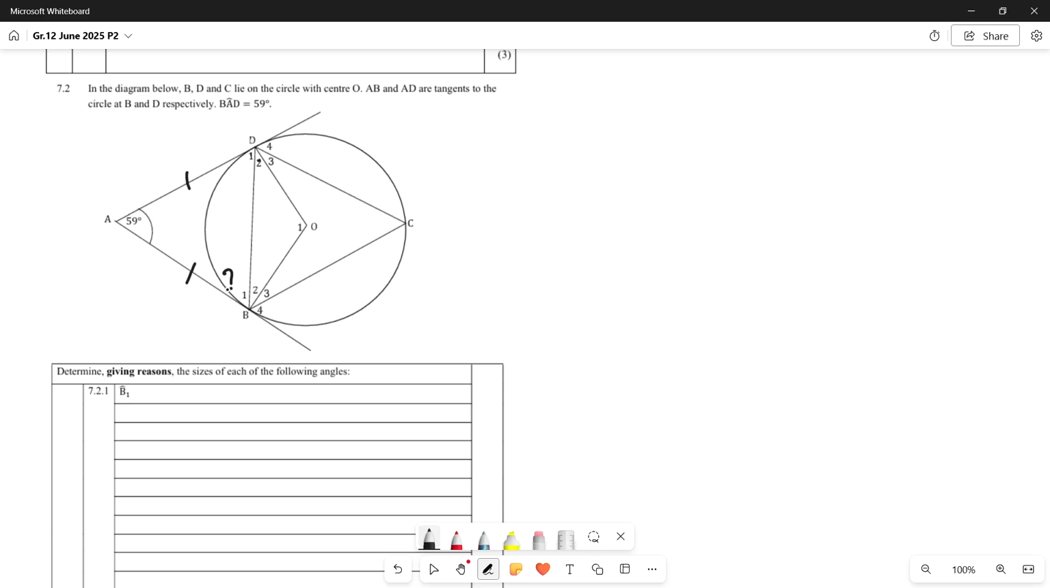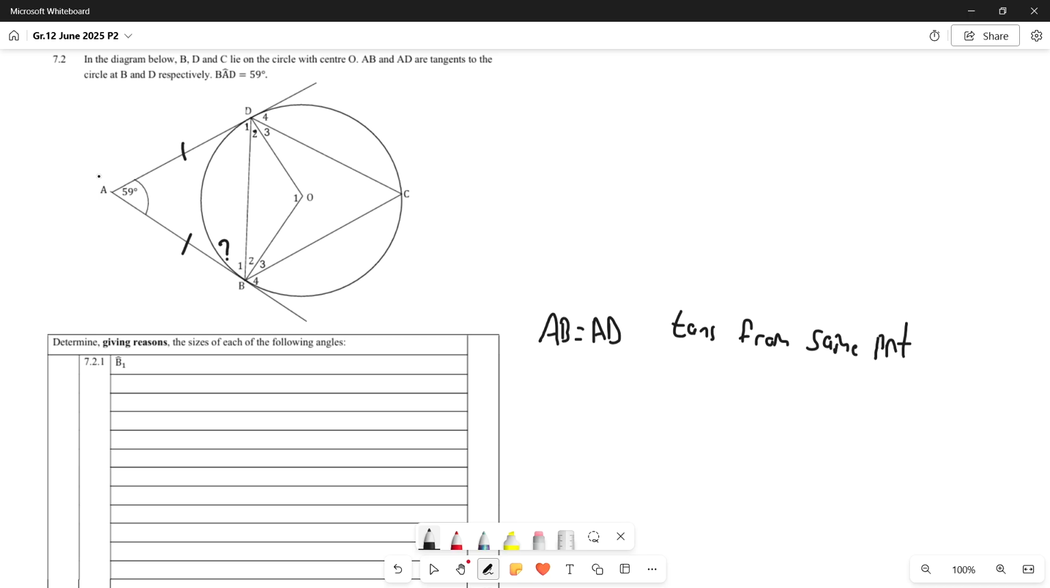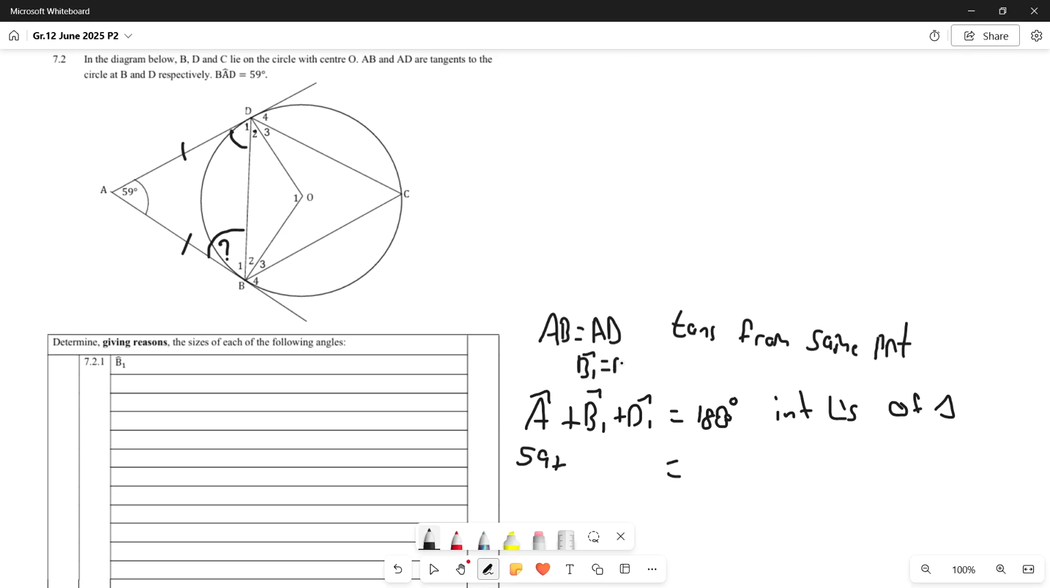The fact that we want B1 is great, considering we know the angle A and we know AB is AD. We do have to write that with a reason, so we're going to start there. AB equals AD, tans from same point. So because of that, we can then do interior angles of a triangle, saying A plus B1 plus D1 equals 180 degrees, interior angles of a triangle. So then A we have, that is 59, and B1 and D1 are both the same angle. B1 equals D1 because angles opposite equal sides.